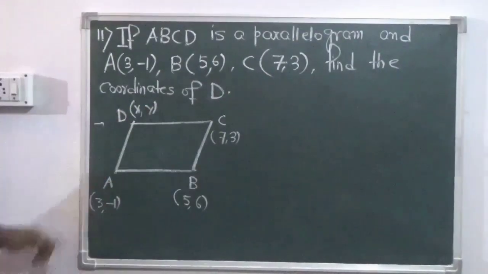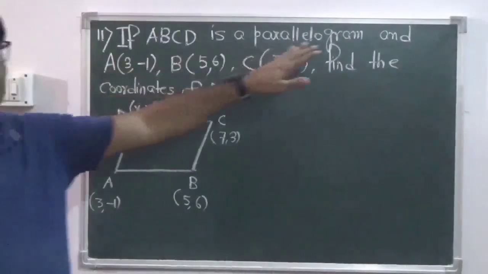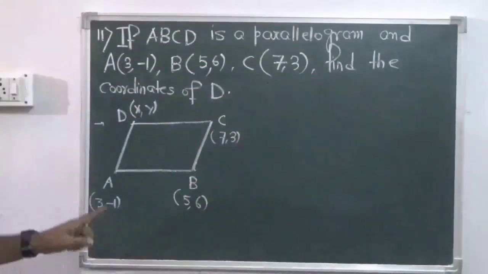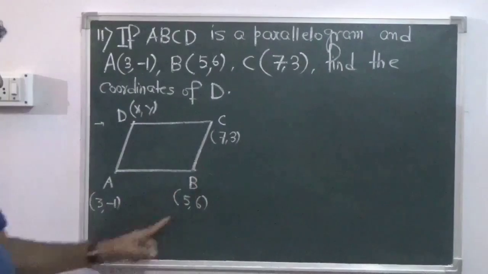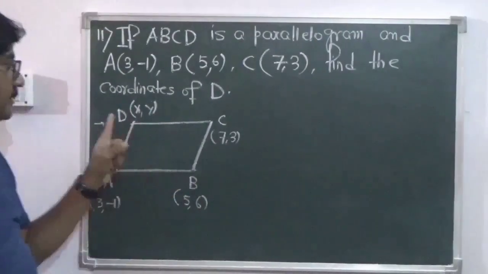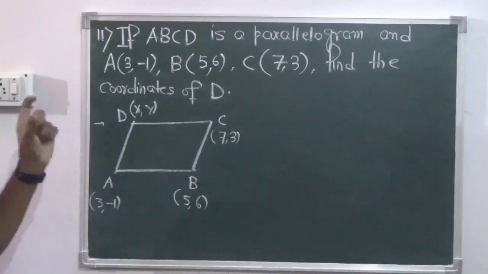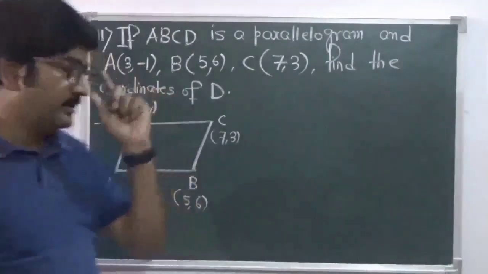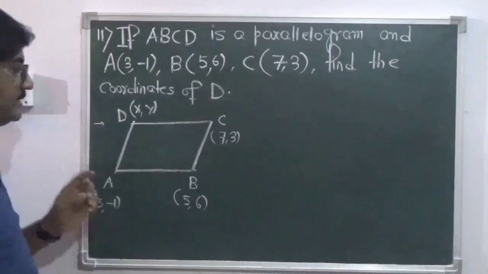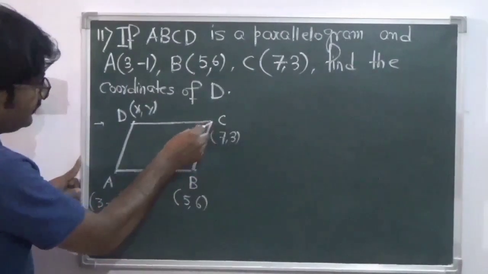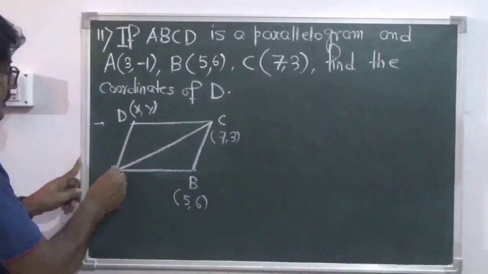Now it is given that ABCD is a parallelogram and the coordinates of three of the vertices A, B, C are known to us. We have to find the coordinates of the fourth vertex, that is D. Now the property of a parallelogram, in terms of the diagonals, is that the diagonals of a parallelogram bisect each other.